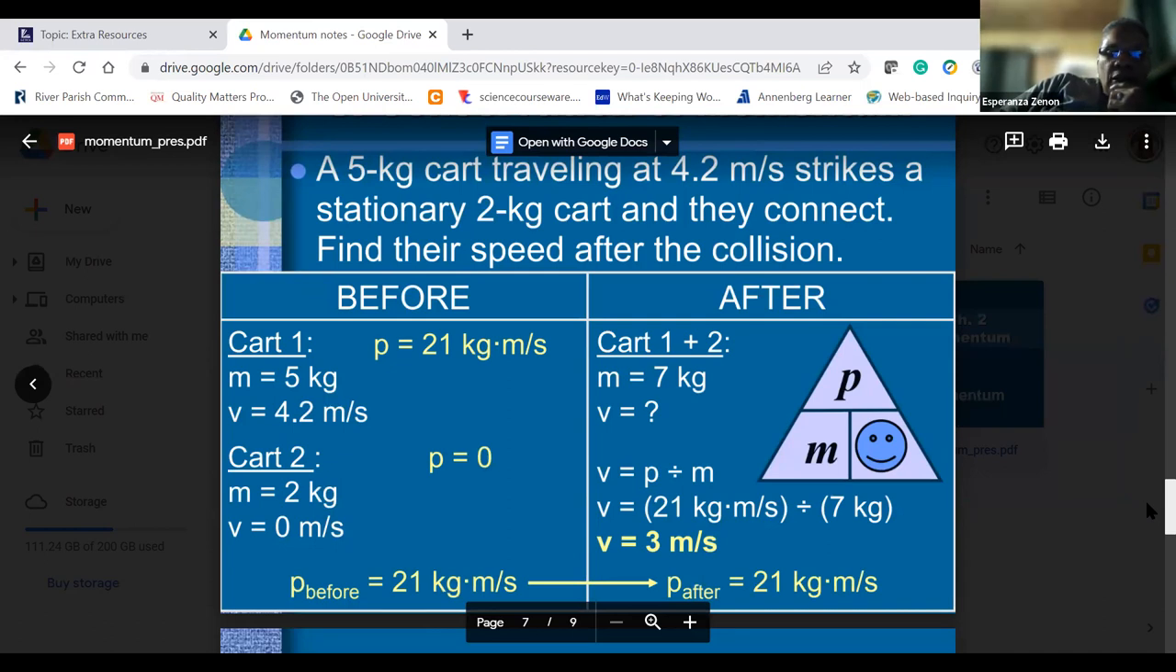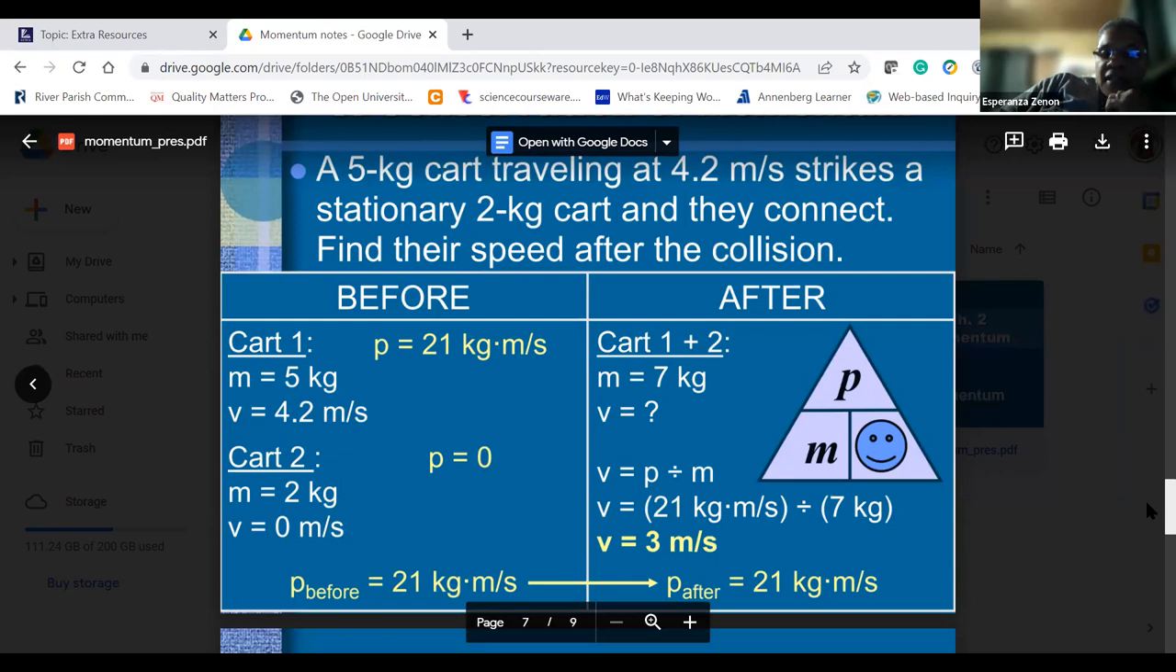What about the second cart? It doesn't have any momentum. How come? It says it's stationary. That means it's not moving. If it's not moving, it doesn't have any velocity, so it doesn't have any momentum. So the total momentum in our system is 21 kilogram meters per second before the collision happens. That means after the collision, we have to have the same 21 kilogram meters per second. Why? Because momentum is conserved.